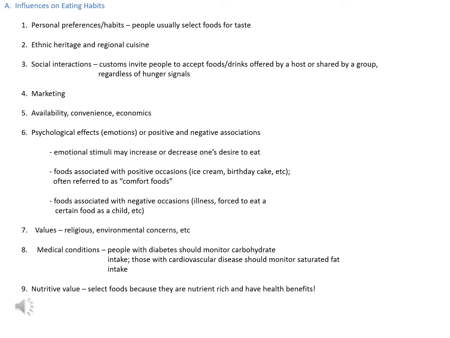Lastly, you'll note on this list, number 9, nutritive value. Even though I have it listed last here, it really should be considered the most important influence on our eating habits. We should really be selecting foods because we know they are nutrient rich and have health benefits. Those health benefits can in turn keep us on track for health promotion and disease prevention.